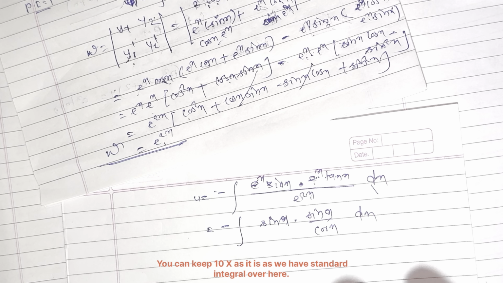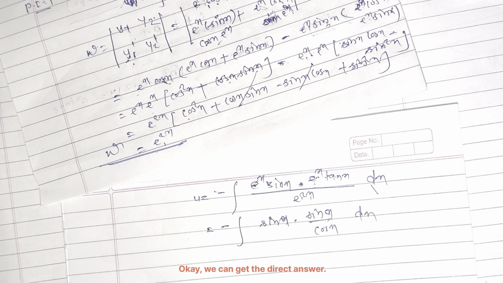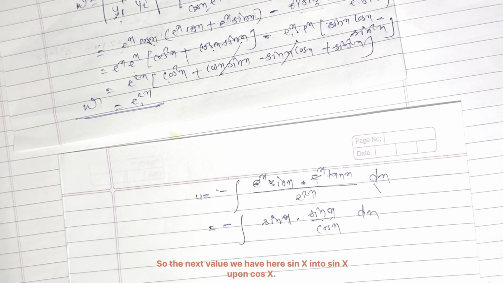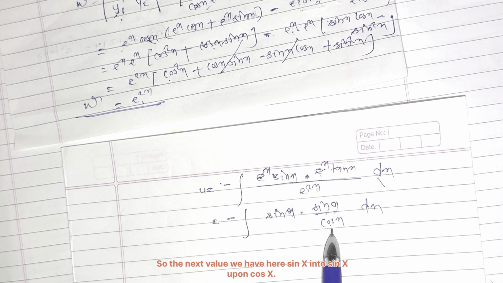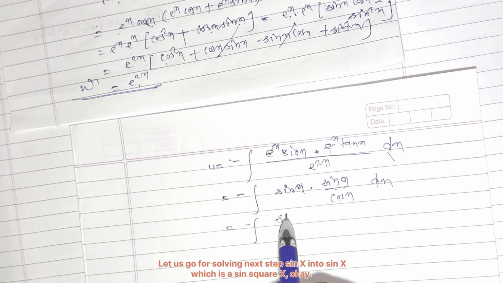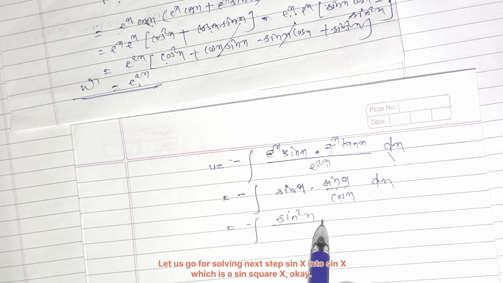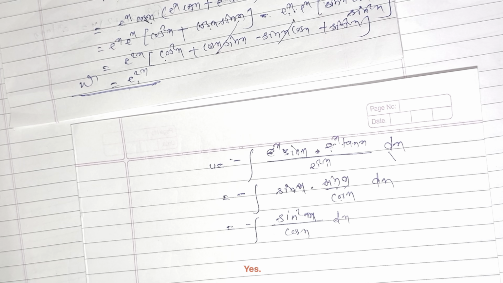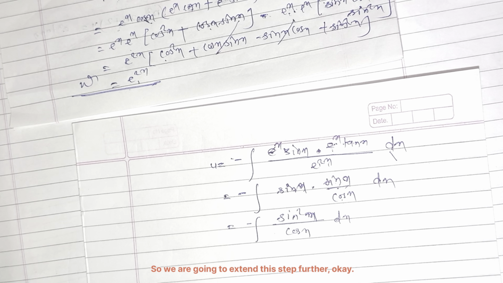You can keep tan x as it is, as we have a standard integral over here, and we can get the answer directly. Sin x into sin x upon cos x. Let's go for solving the next step. Sin x into sin x, which is sin square x, sin square x upon cos x, dx. So we are going to extend this step further.